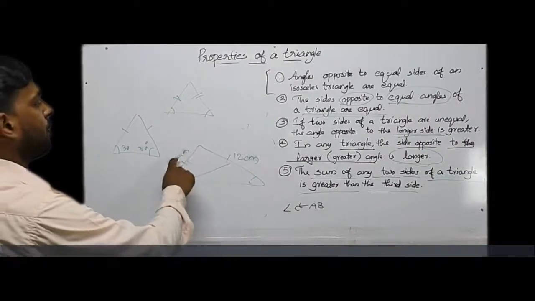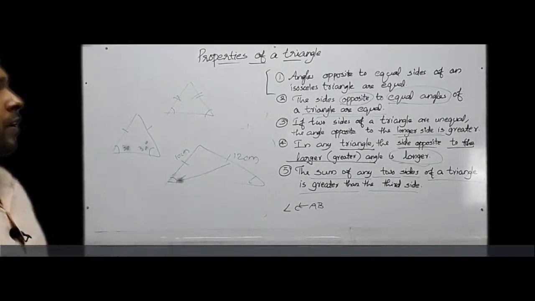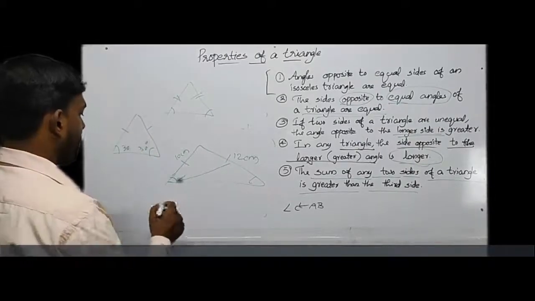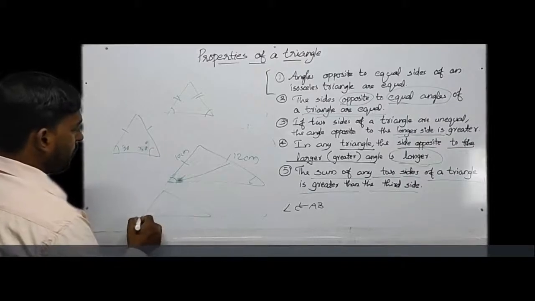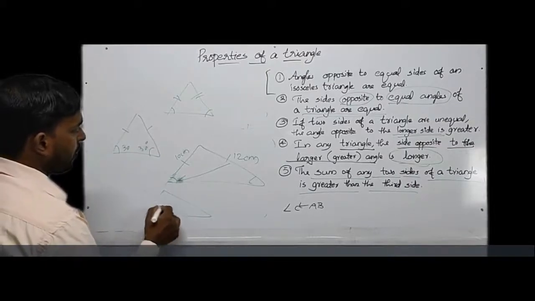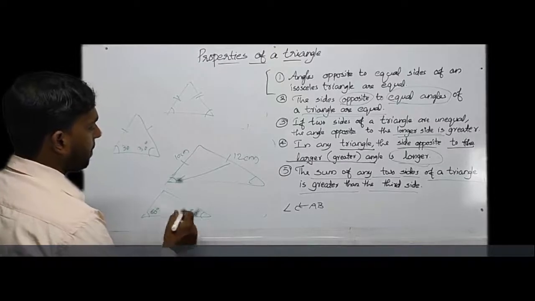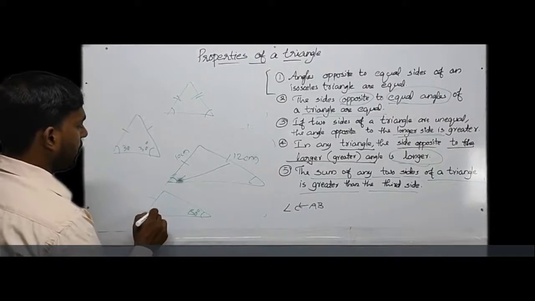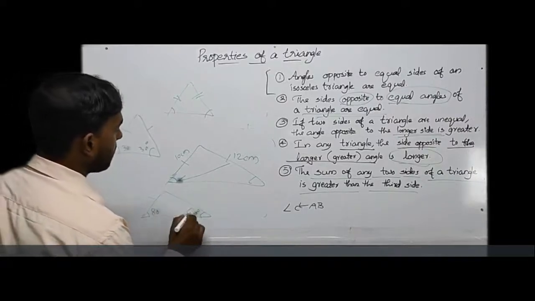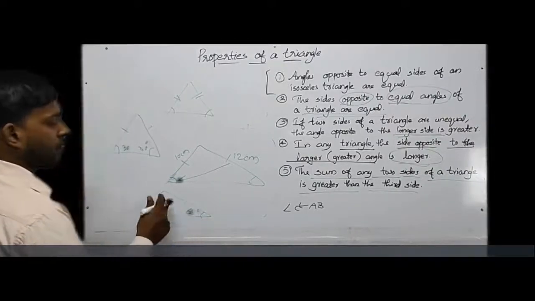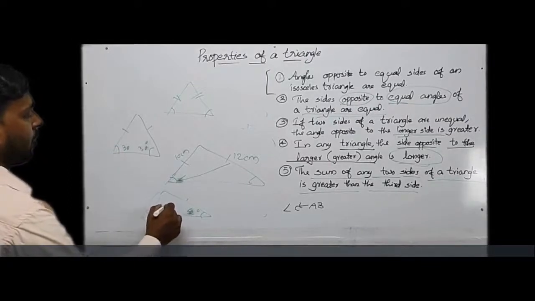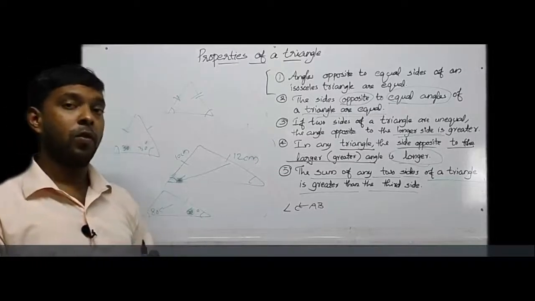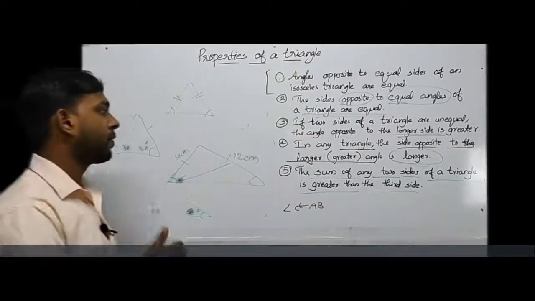When we take these two triangles, in any triangle, the side opposite to the larger angle. So if we draw a triangle with angles 60 degree and 80 degree, let's consider 60. Why is this side greater? Because its opposite angle is greater. So the side opposite to the greater angle will always be greater.